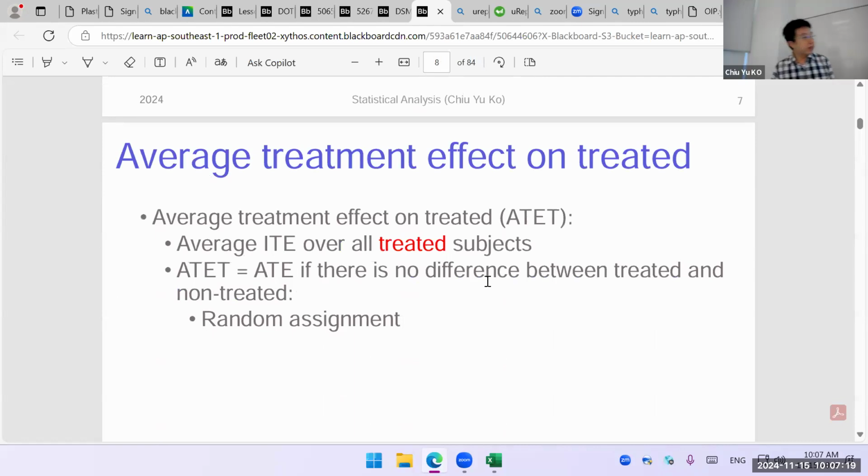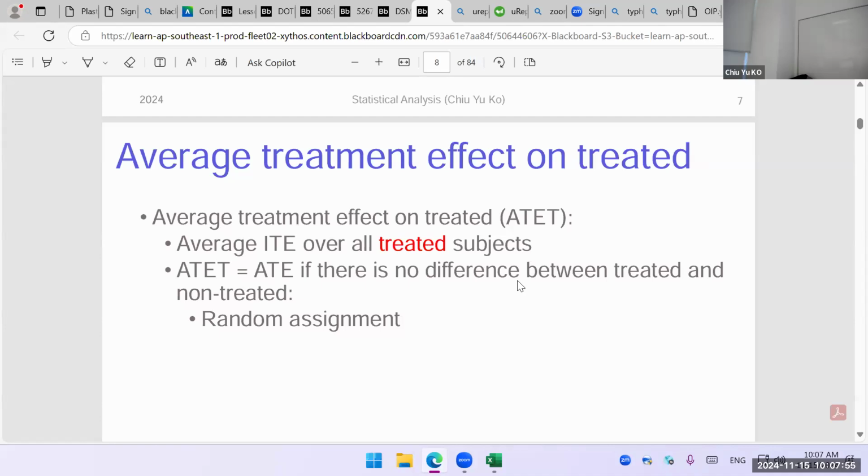Now, the other one, which is often confused, and this is very important, is another concept called the average treatment on the treated, okay? It's trying to look at the individual before they get treatment and after they get treatment, and what the difference is, okay? And usually this is what we can measure, because you only have data of those people who got treated, okay?